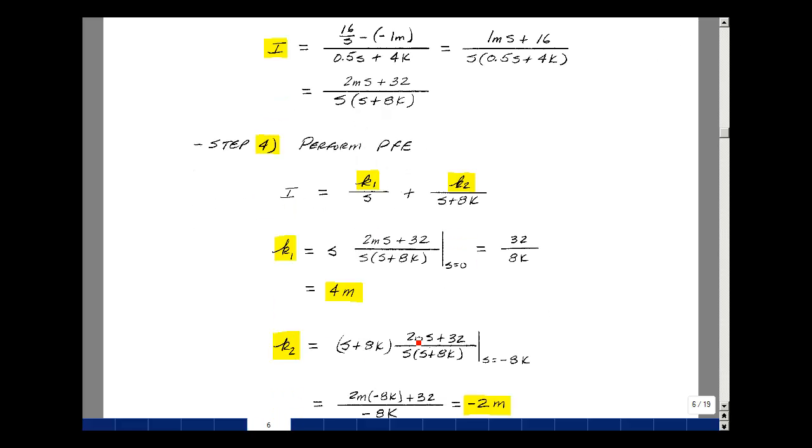Step 4 is to perform a partial fraction expansion, and I can do that because the highest power of s in the numerator is 1, and the highest power of s in the denominator is equal to 2. I could write I as some K1 over s plus some K2 over s plus 8k.